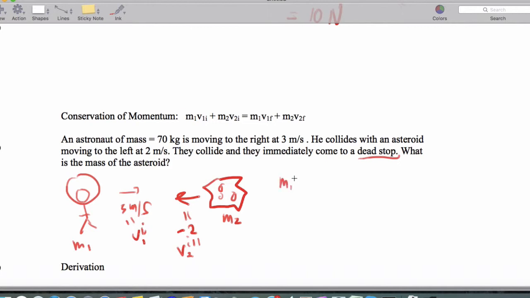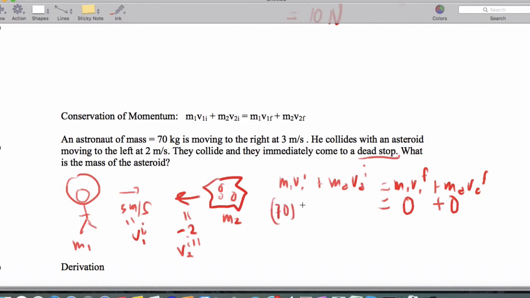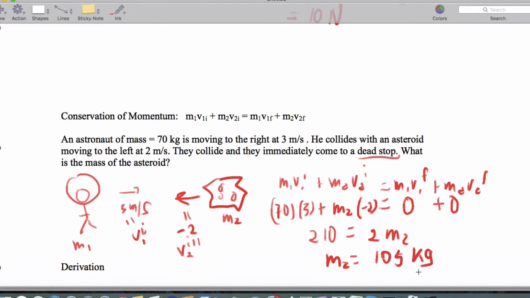So here's the idea. We have m1v1 initial plus m2v2 initial equals m1v1 final plus m2v2 final. Now, since they come to a stop, this momentum is 0 and that momentum is 0. And we want the mass of the asteroid, so we're going to have 70 kilograms for the astronaut times 3 plus m2, the mass of the asteroid, times its negative 2. So we're going to end up getting 210 is 2 times m2, and that gives us an asteroid mass of 105 kilograms. So that's actually the basics of how we do impulse momentum problems in physics.